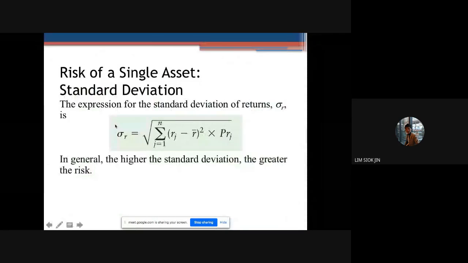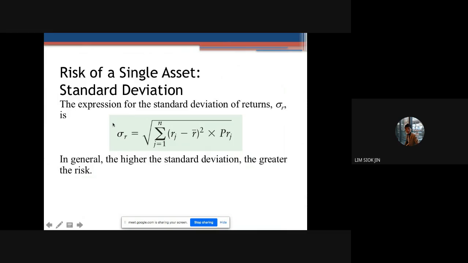Okay, so how do we measure risk? How do we calculate risk? So many things we say, hey, this one high risk, this one low risk. People say risk, but how do we calculate risk? Because when we calculate risk, then we can compare. All right, how do we calculate risk?